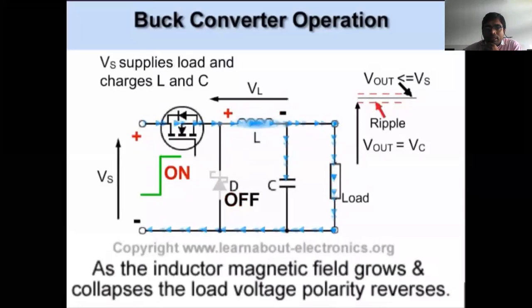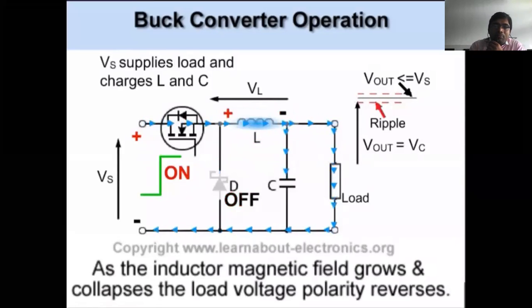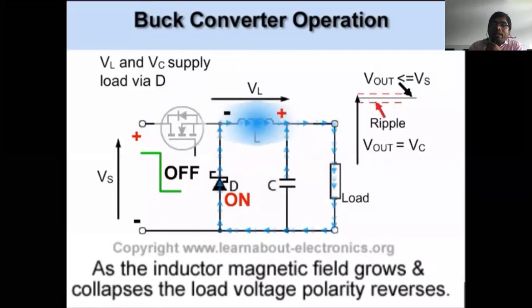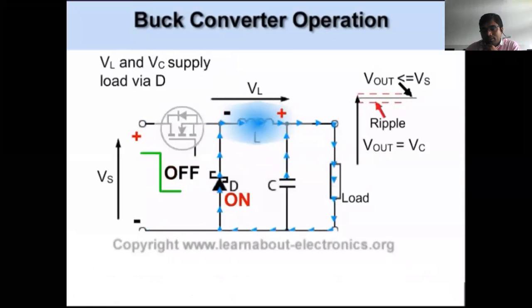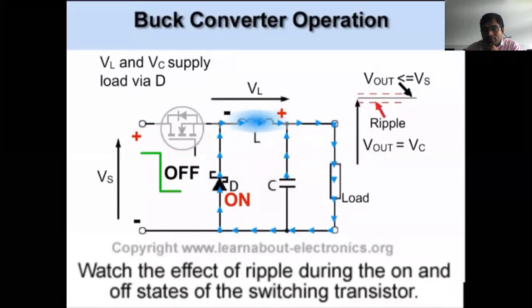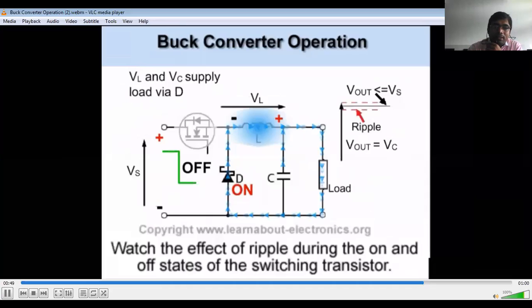So the inductor current grows and collapses, all that operation has been shown here. This is shown in a continuous manner, because at the input of the switch there are time varying pulses, so it is continuously on and off like this. Now I hope that the operation is clear in your mind.